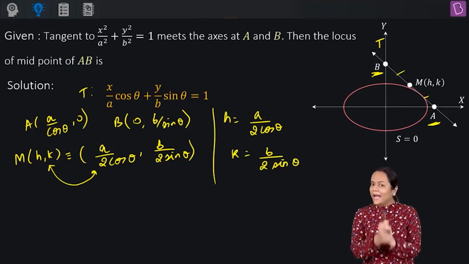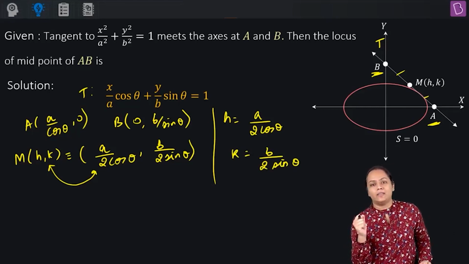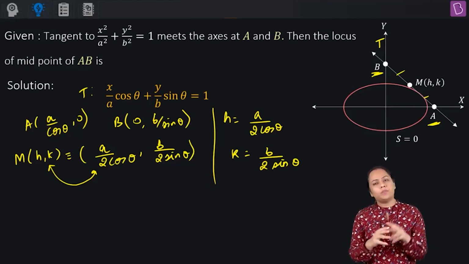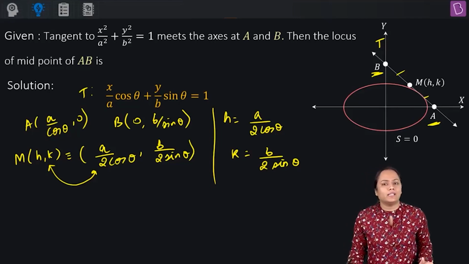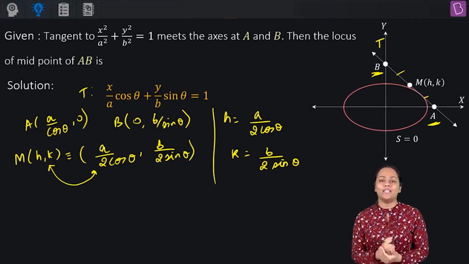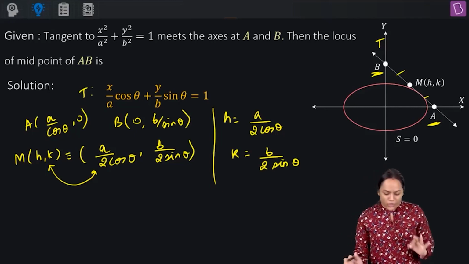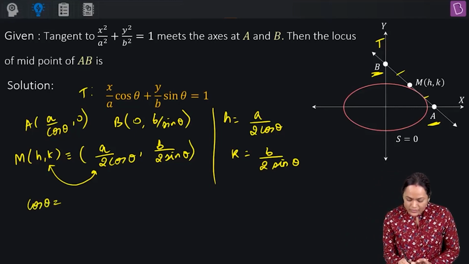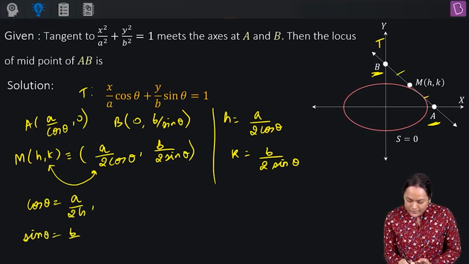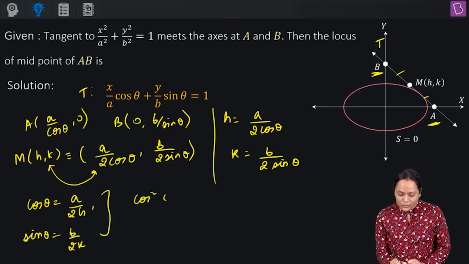Now, I have cos theta, I have sin theta with me. How can I eliminate theta, guys? Well, we have learned one relation between cos theta and sin theta in the very earlier classes. What was it? Cos square theta plus sin square theta is equal to 1. Bang on. This relation we are going to use here. We can say that cos theta will be equal to a by 2h, and similarly sin theta will be equal to b by 2k. And we know the relation cos square theta plus sin square theta is equal to 1. So we are going to substitute the values of cos and sin here.